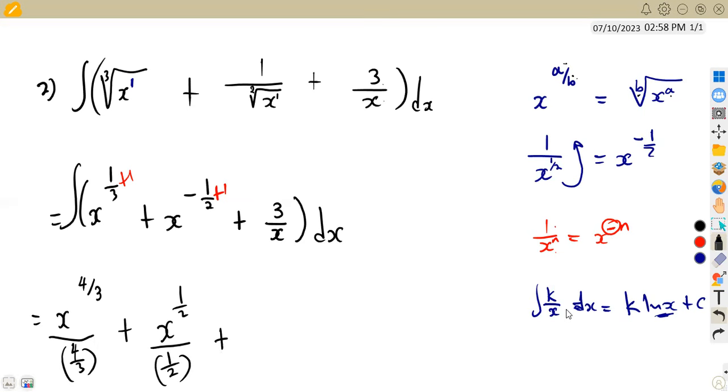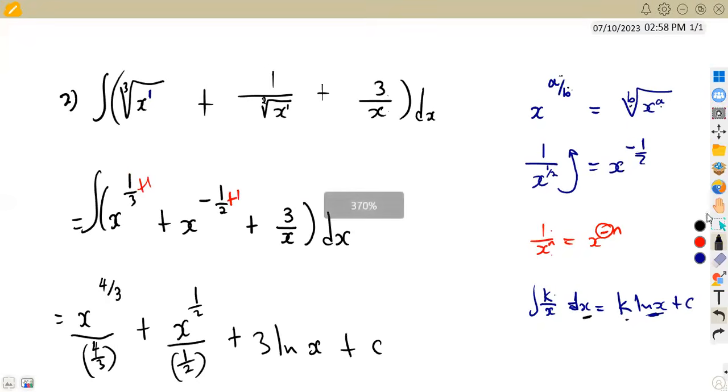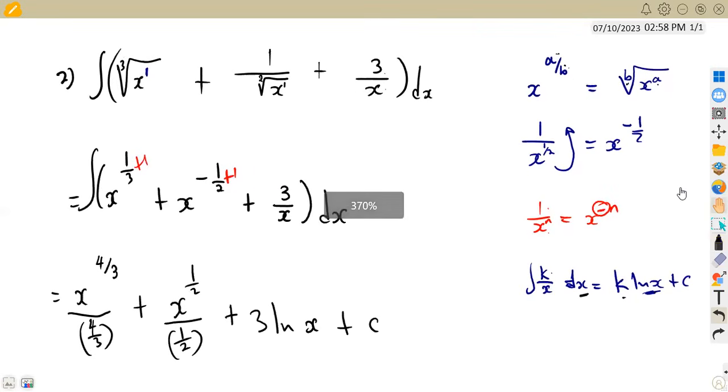All right, plus, remember we said k over x, with respect to x, is k ln x. So our k in this case, that's a 3. So this is going to give us 3 ln x plus the constant of integration. All right, so you can simplify further our integrals. In this case, we've got fractions which need to be simplified.